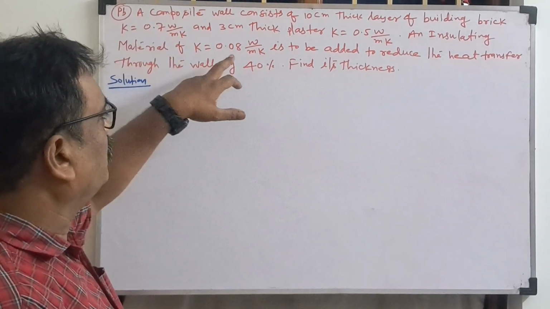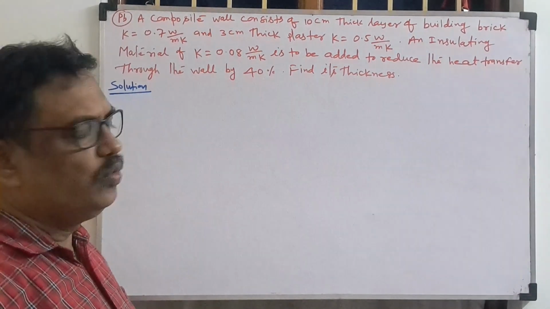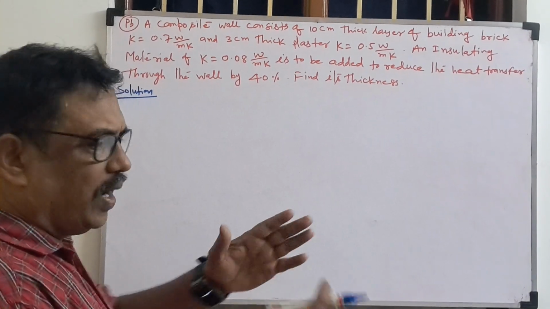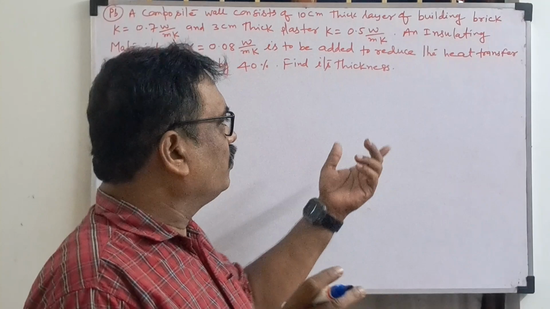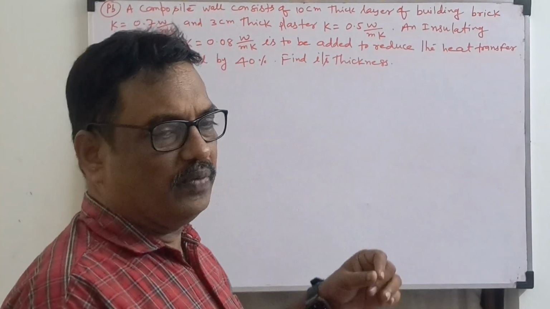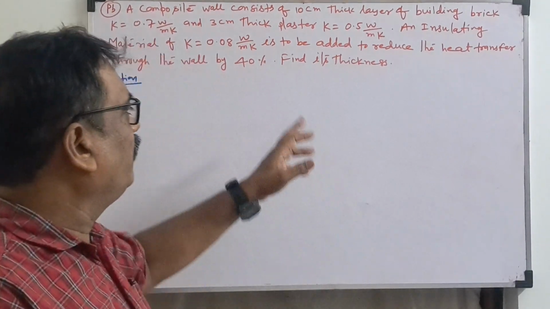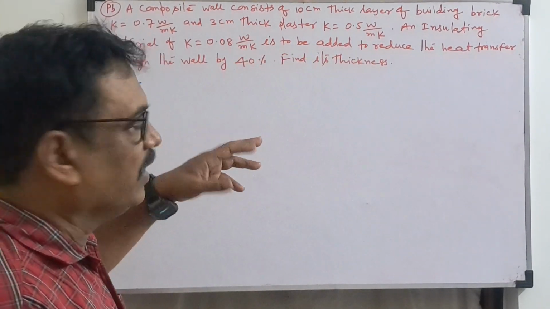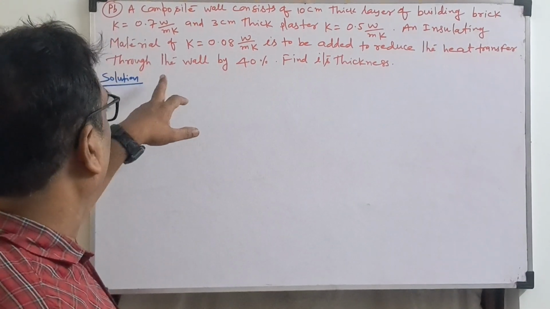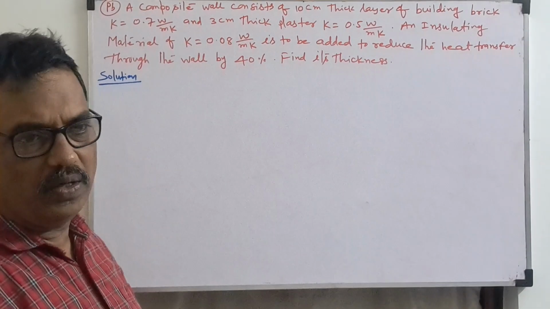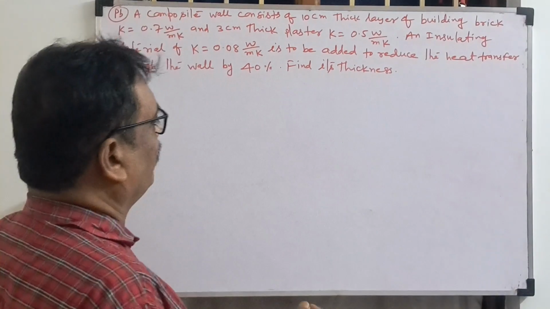An insulating material whose thermal conductivity is 0.08 is to be added to reduce the heat transfer. So two walls are there, wall 1 and wall 2. In case 1 we will find some data, I think the temperature difference. Then one more layer, that insulating layer, they will fix, that is called the third layer. Then heat transfer will reduce by 40%. Then what is the thickness of the insulating wall? That is what they are asking.